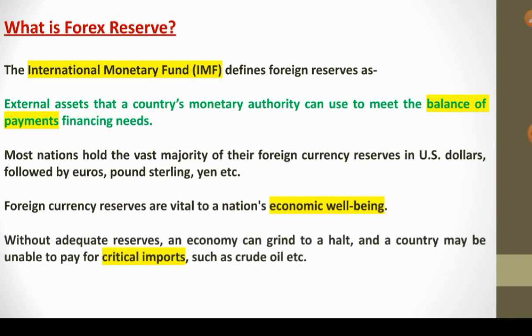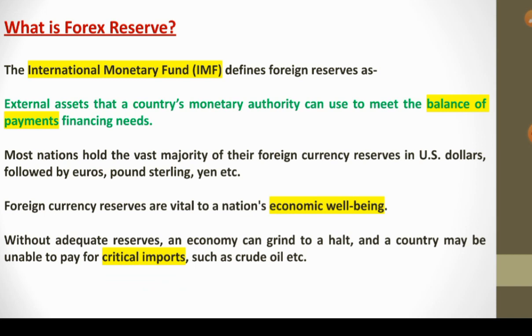Moving forward, without adequate reserves, an economy can grind to a halt, and a country may be unable to pay for critical imports such as crude oil, etc. So let's assume we are importing fuel from Saudi Arabia. So they don't take payment in rupees. Iran was taking the payment in rupees because there was the understanding like we will provide the exports in the Iranian currency, and we will also get the imports like oils in rupees.